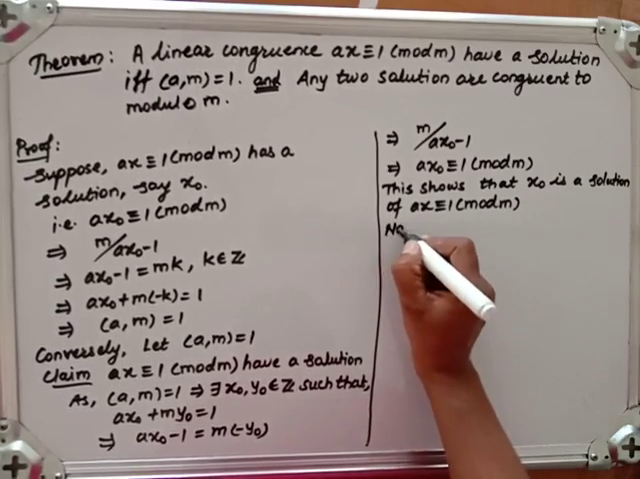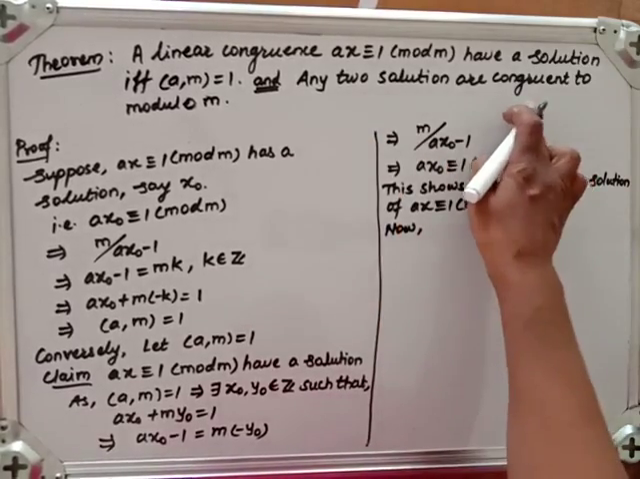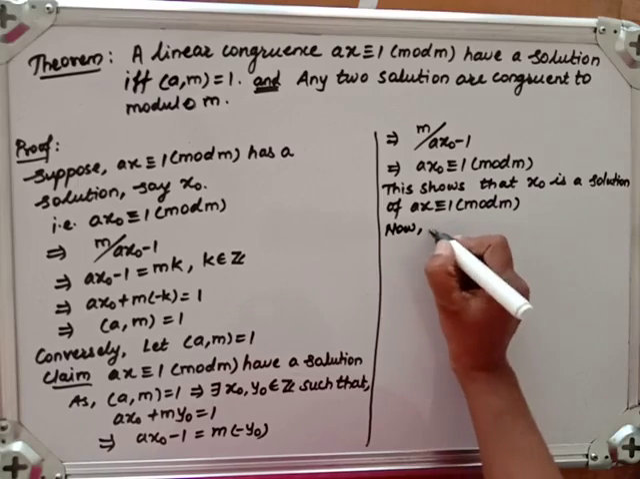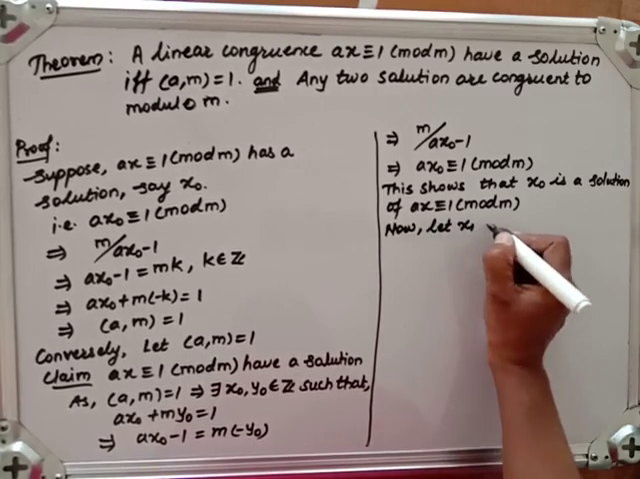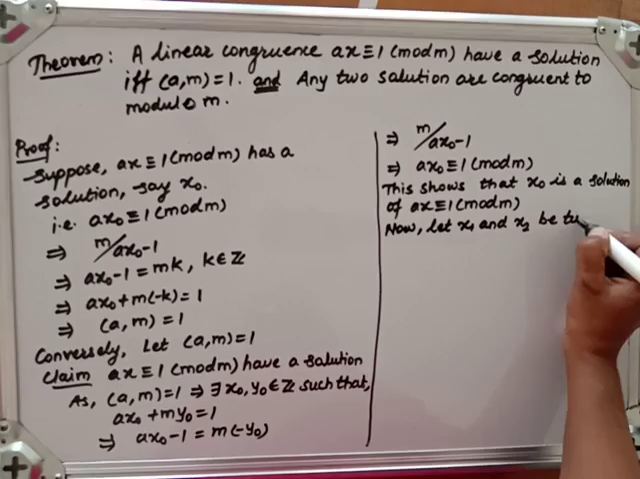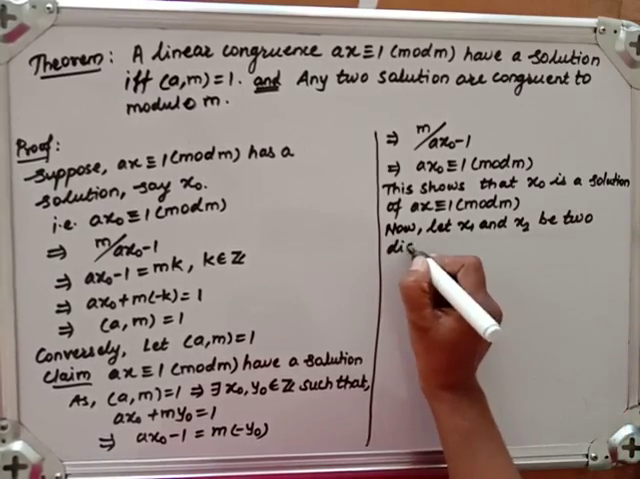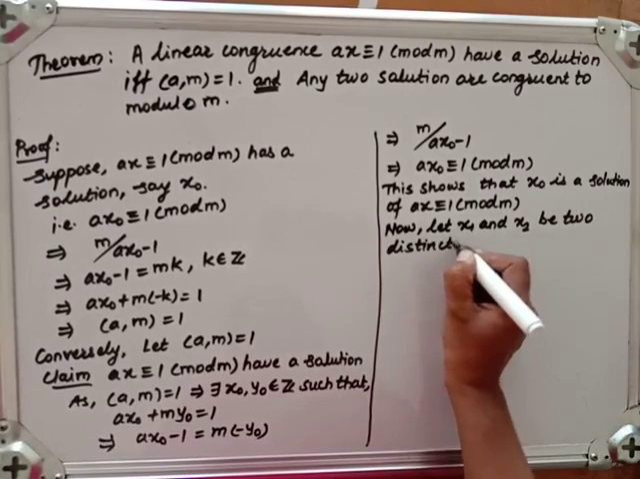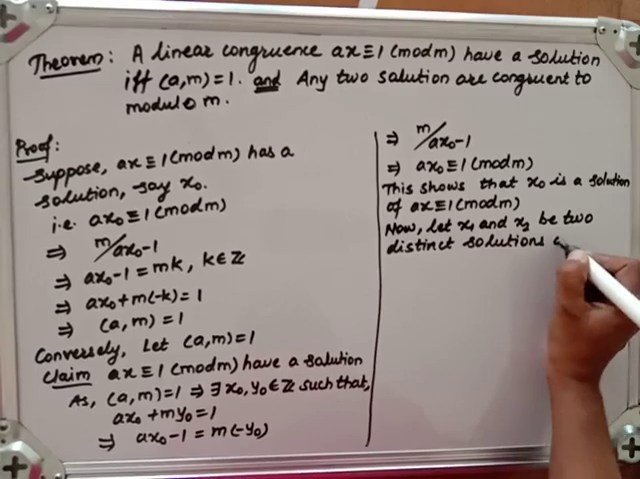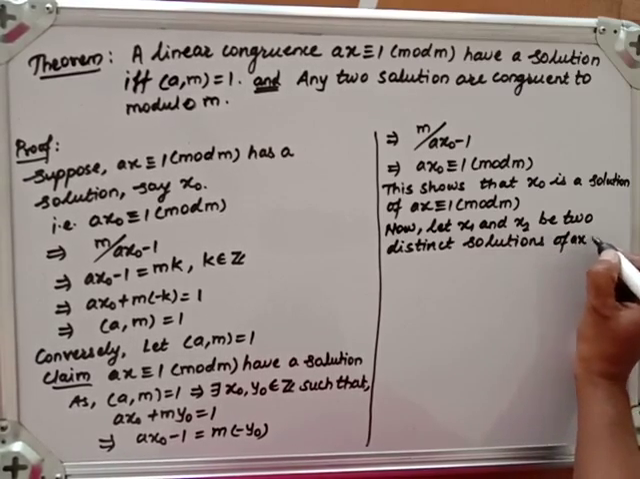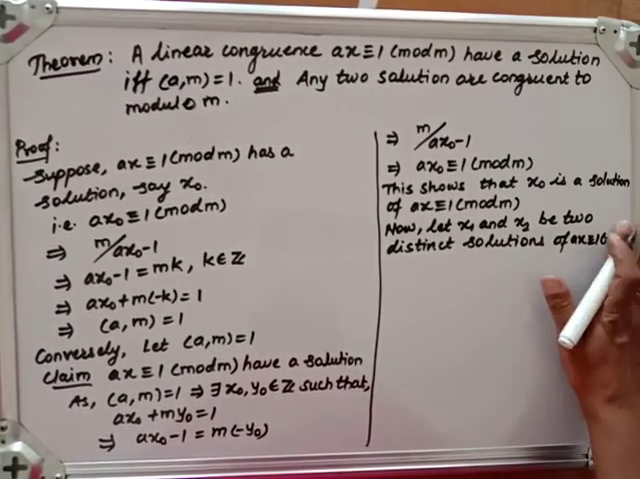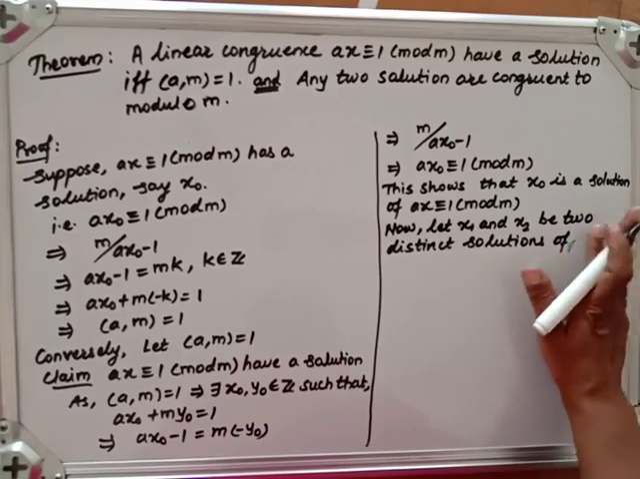Now we have to prove the uniqueness part of the theorem. Now, let x1 and x2 be two distinct solutions of Ax congruent to 1 modulo m.